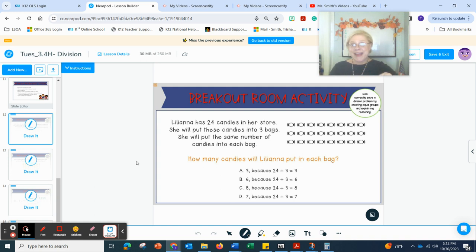She has 24 candies in her store. She will put these candies into 3 bags. And she will put the same number of pieces of candy into each bag. This one is very similar to what you just did. So think back to what you just did. Look at the array. That array is going to help you a lot. All right.